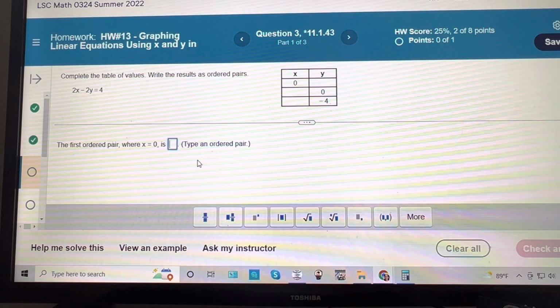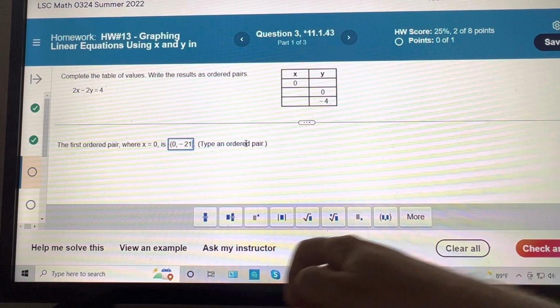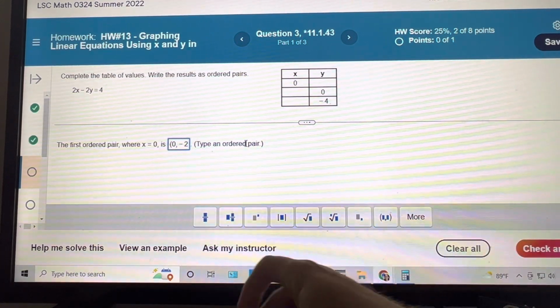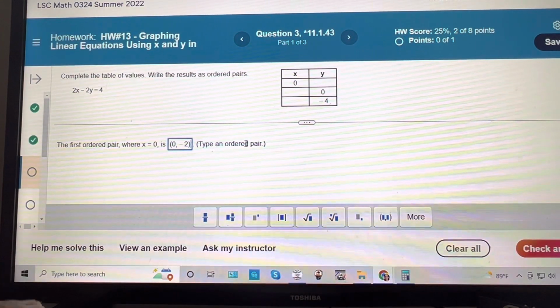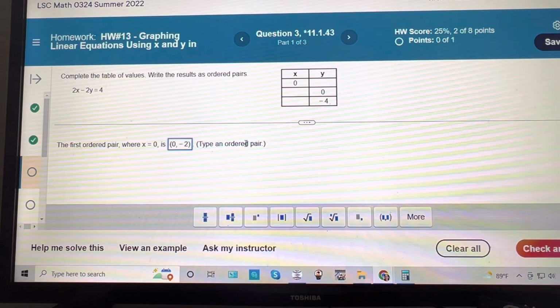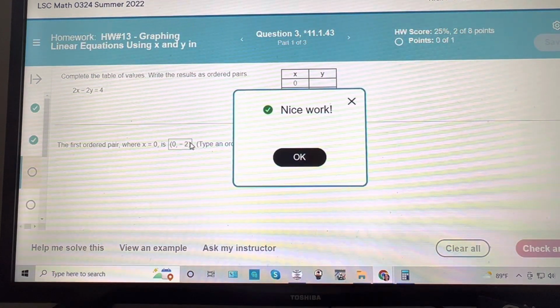And then this is another issue too, is it says type an ordered pair. So if you were putting in this table, you would have 0 for x, -2 for y as a coordinate, that's 0, -2. Sometimes they just ask, what's the y-intercept, and you just say -2. Other times they'll say type an ordered pair, and then you got to put it in as a coordinate. That would be down 2 from the origin.